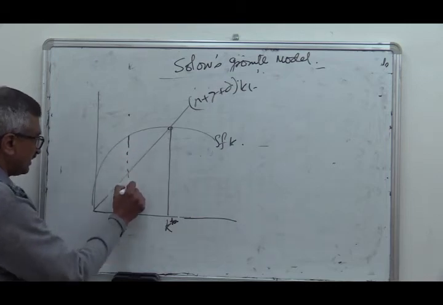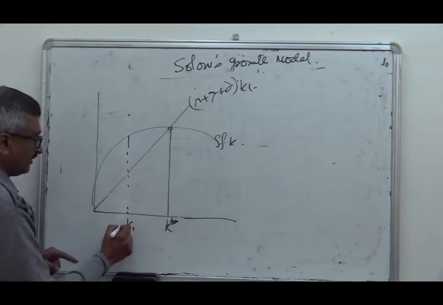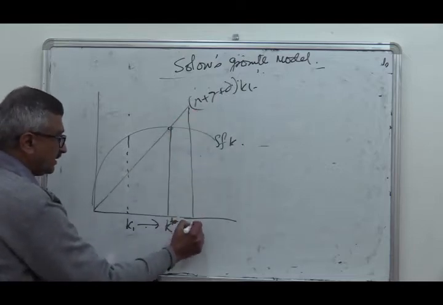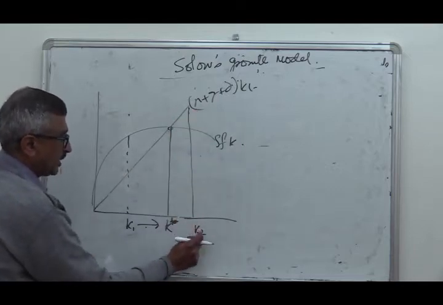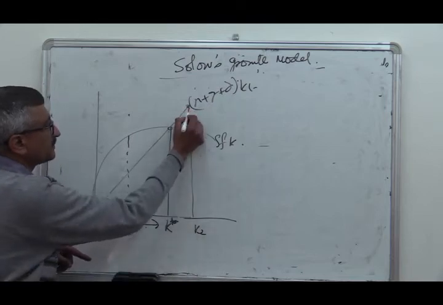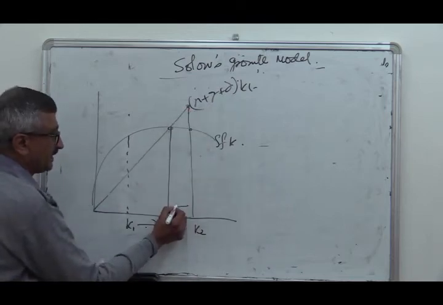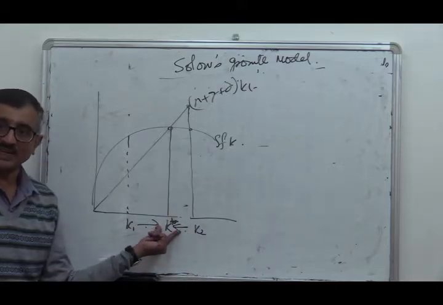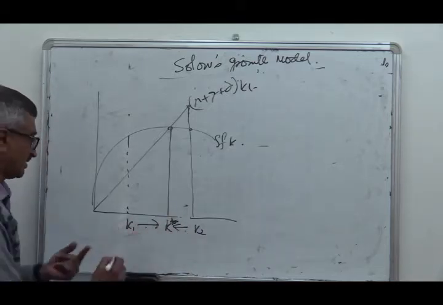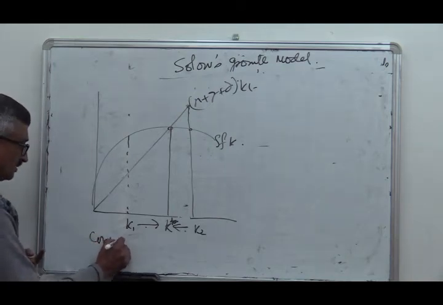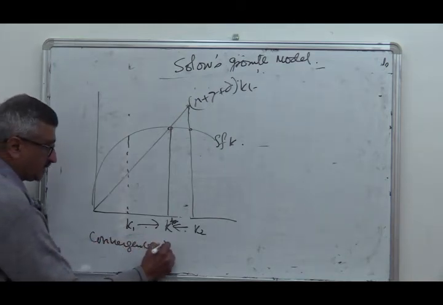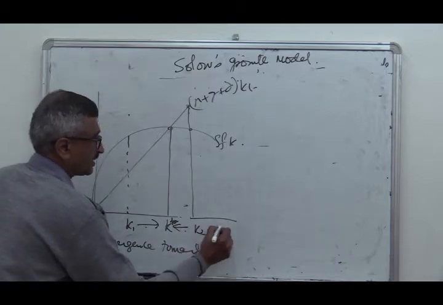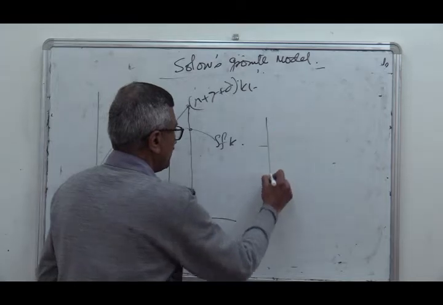Let's say K1, which is less than K asterisk, capital stock would increase. K2, which is more than K asterisk, required rate of investment is more than actual investment, so investment would decline. Sorry, investment would decline. So finally we are coming back to K asterisk. This is called convergence. So it shows convergence towards K asterisk.